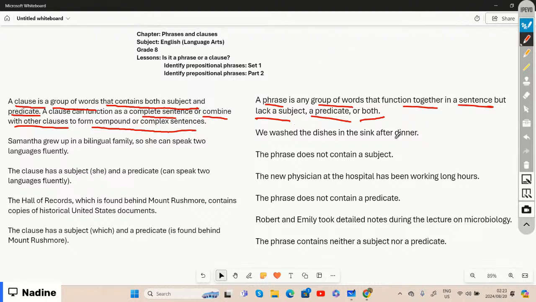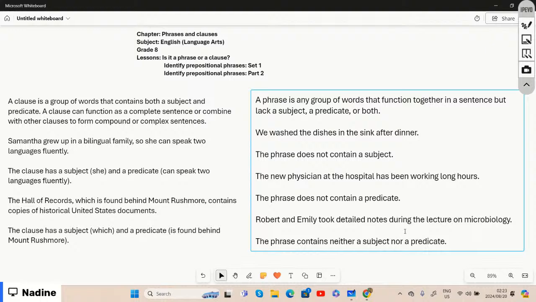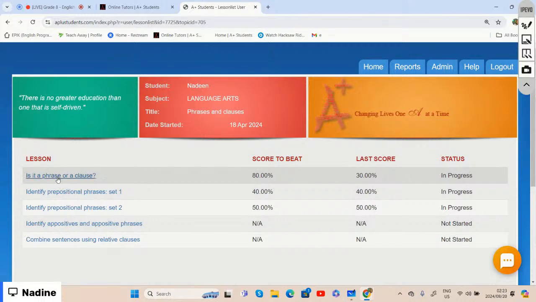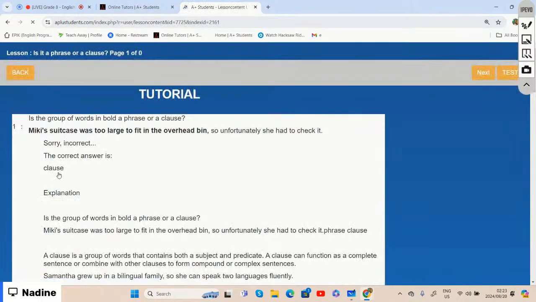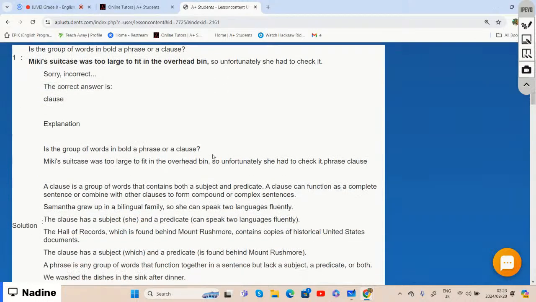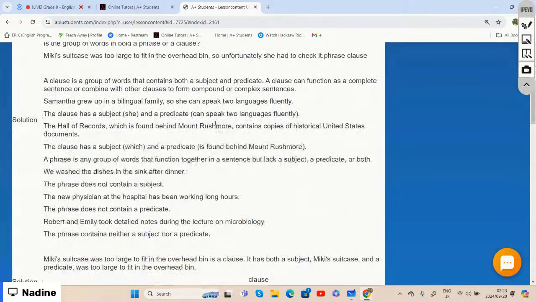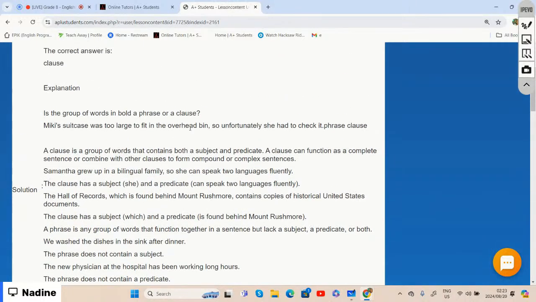All right. So we can say, actually let's go to A plus classes, and there we will be able to do our activities, and we will be able to go over our test. So now we're going to say, is it a clause or a phrase? And we already said what a clause is, and we already said what a phrase is. A clause is a group of words that contains both subject and predicate, and a phrase is a group of words that functions together in a sentence but lacks either subject or a predicate.